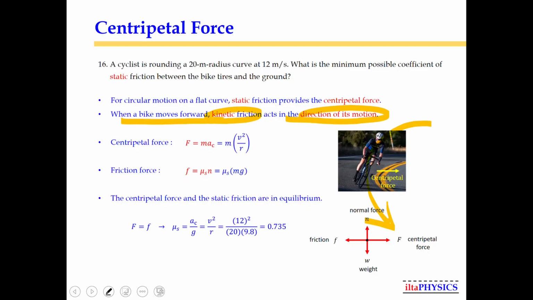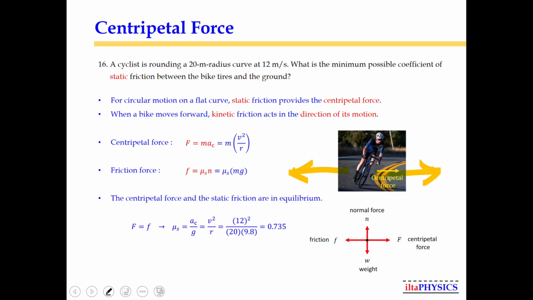However, this problem is asking for the friction that balances the centripetal force at that exact moment of turning the corner, so it is correct to apply static friction. Now let's draw a free body diagram for this cyclist to organize the force relationships.